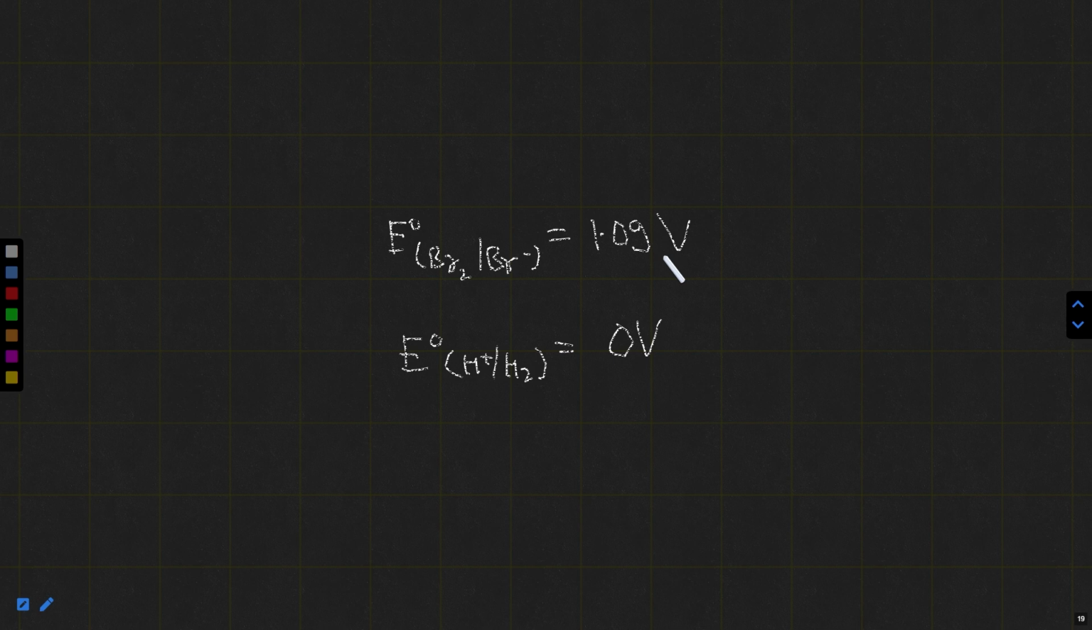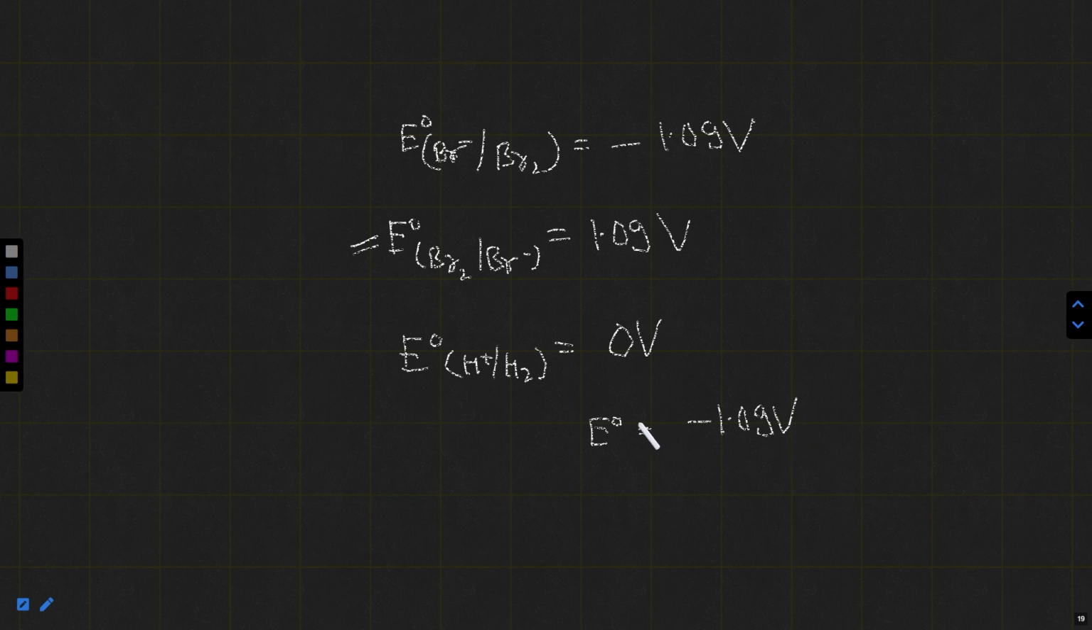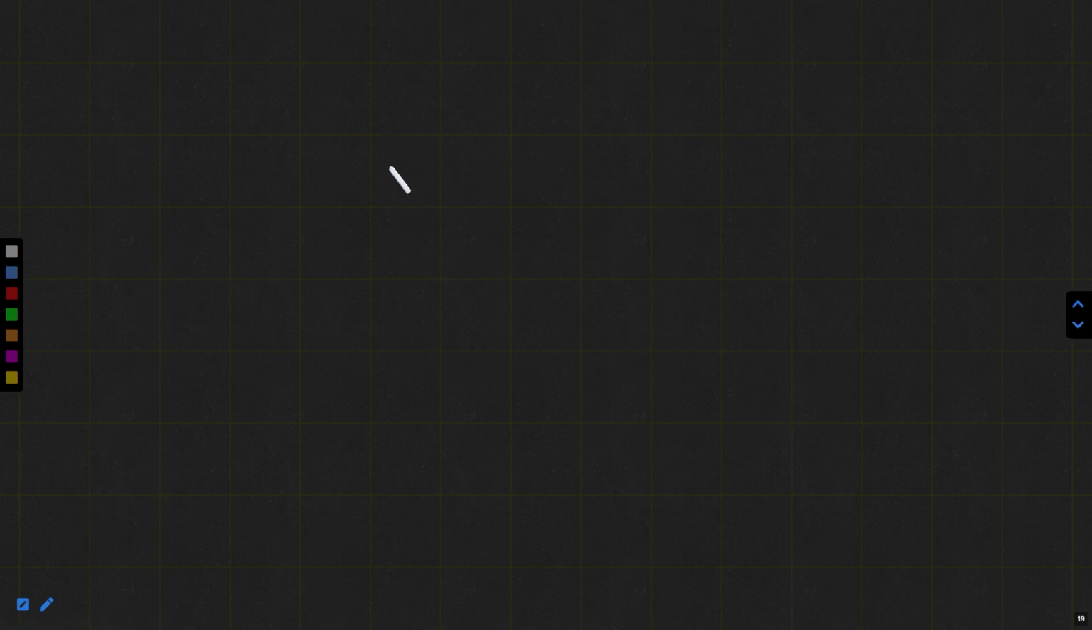So first of all, I'm calculating the E naught value. The species that is getting oxidized is this one, so we will write it the other way. Br minus to Br2 will give you minus 1.09 volts because we are just reversing the process. Therefore, E naught cell value will be simply the addition of both of these, that is minus 1.09. We got the E naught cell value. Good. Now let us write the equation next.